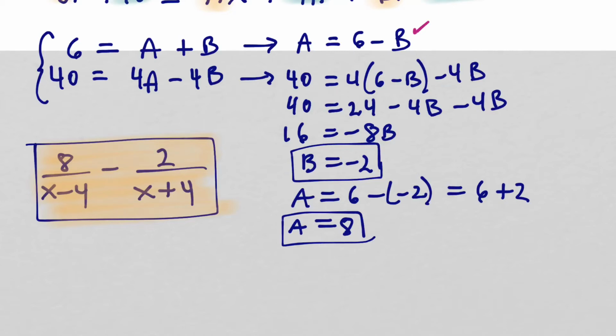So if you put it in this order with the x plus 4 term first, you'd have to carry the negative with the 2. You could also write it in this order, like this. Either way.